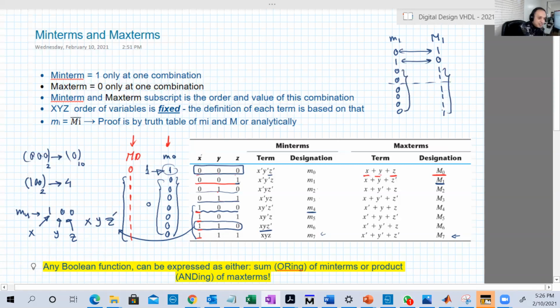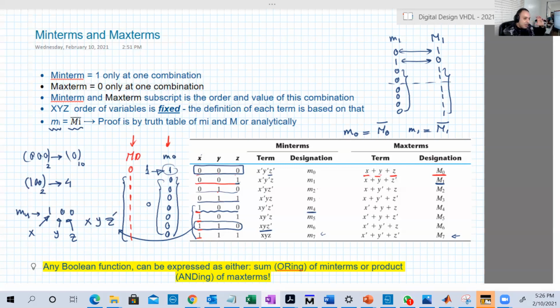So we find that M0 is equal to M capital 0 complement. And we find that M1 is equal to M capital 1 complement. So in general, Mi is equal to capital Mi complement. So any min term, its complement will be the corresponding max term. Okay.